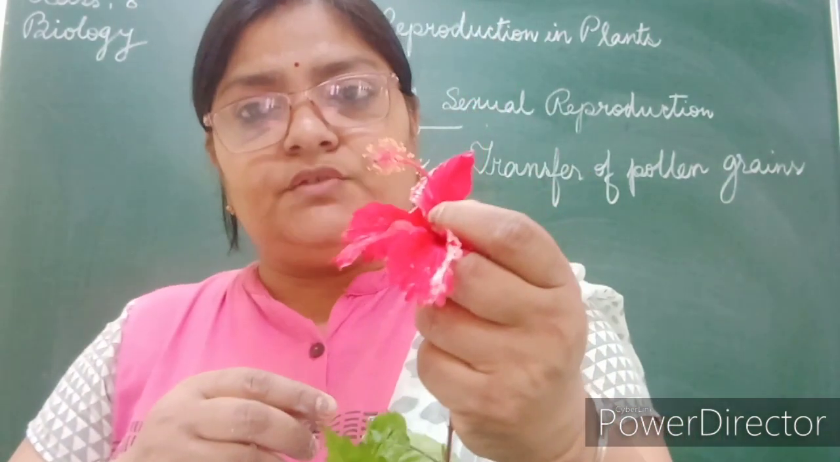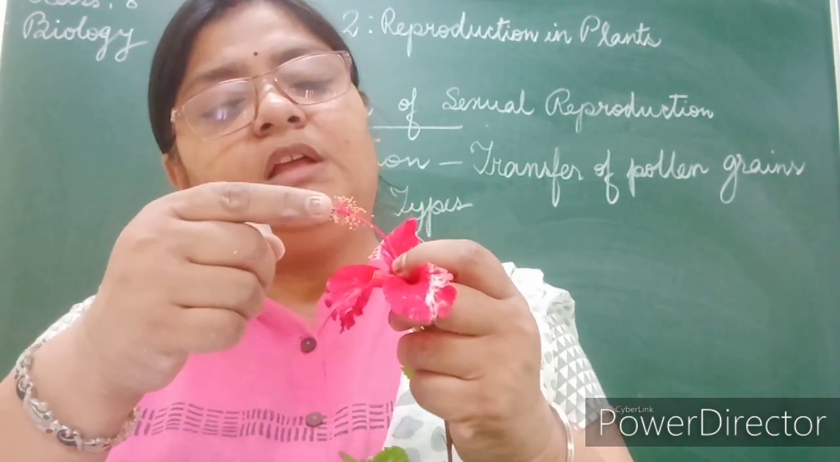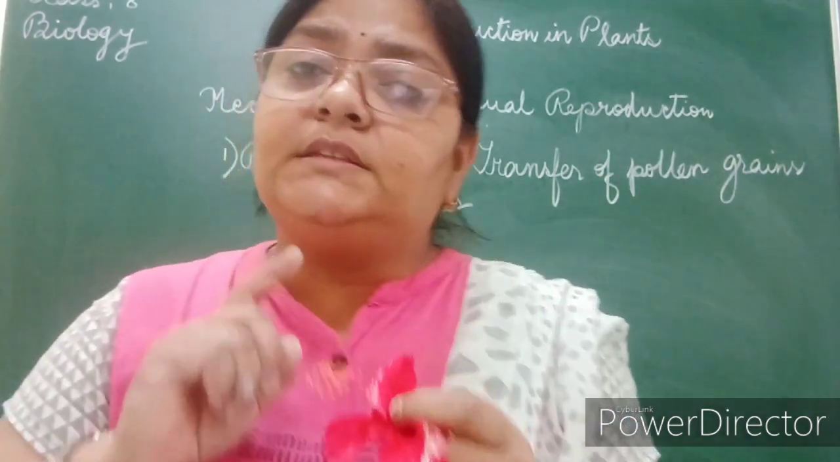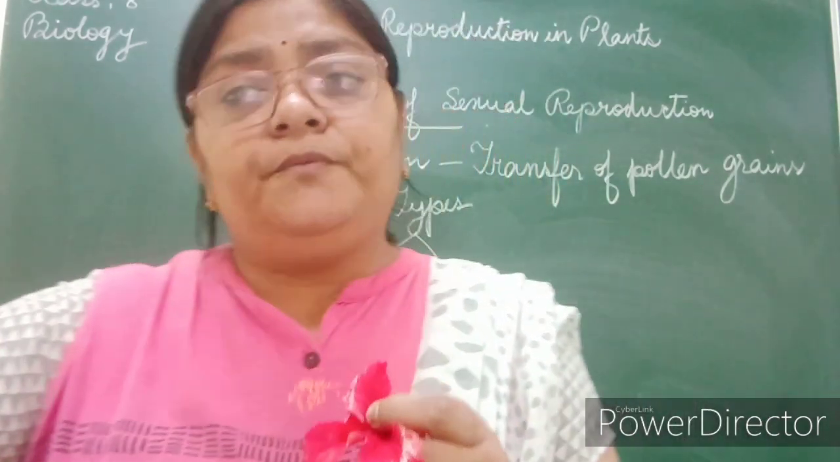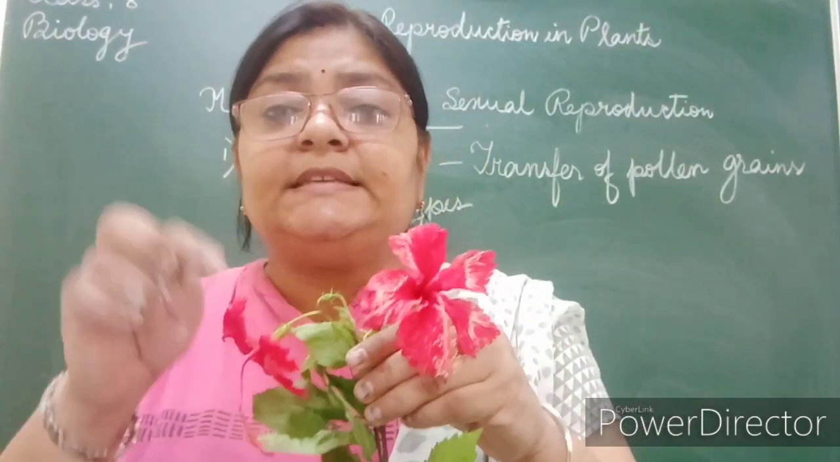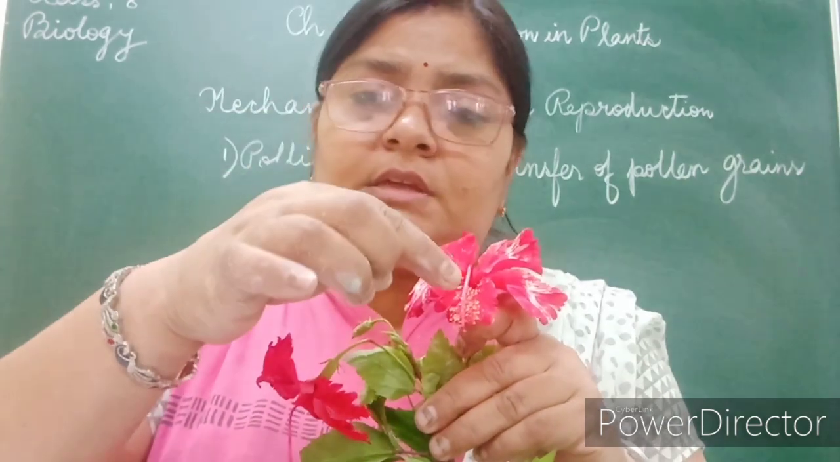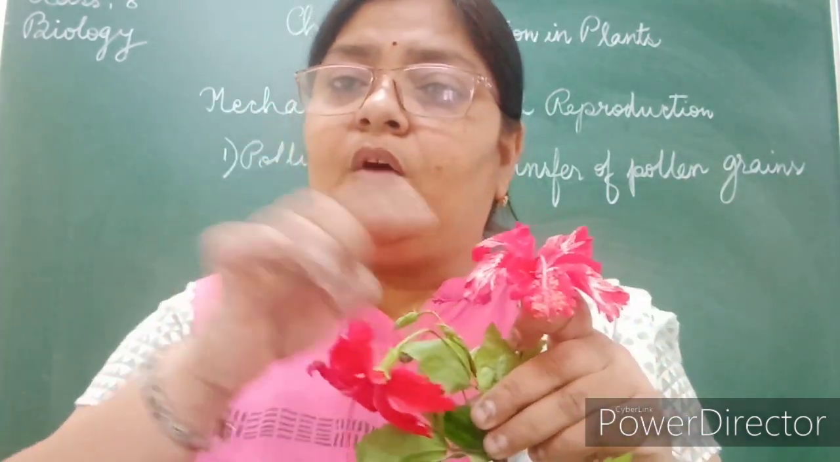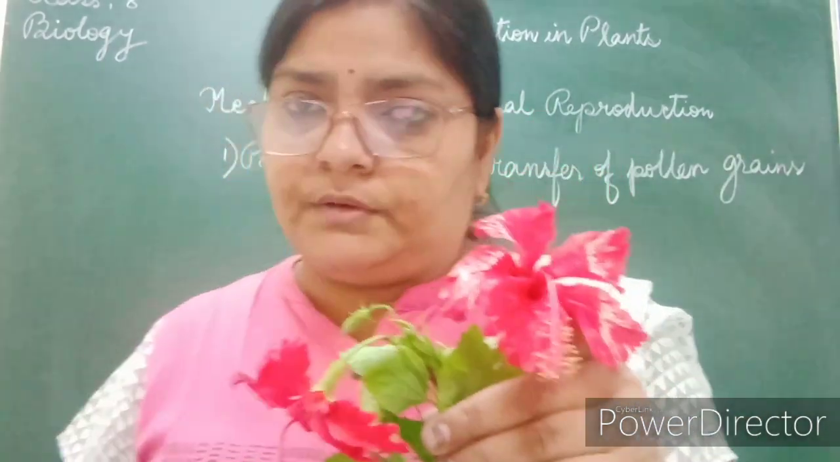So here I have taken a bisexual flower. We studied this flower. If the pollen grains from the anther get transferred to the stigma of the same flower, then such type of pollination is called self-pollination. Now if the pollen grains get transferred between flowers on the same plant, from the anther to the stigma of another flower on the same plant, then this is also called self-pollination.